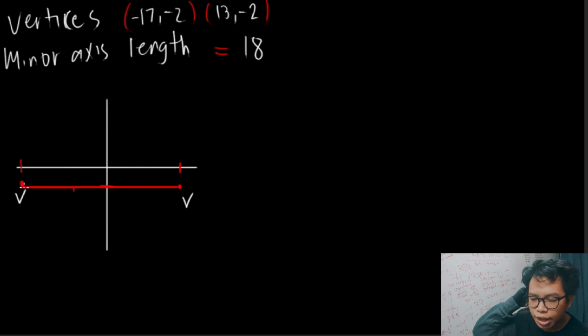Okay. And then, may isa pang given: minor axis length is equal to 18. Mamaya na yan. Ngayon, pag given ang vertices, ganito gagawin nyo. Pag na-plot nyo na, hanapin nyo yung distansya nila sa isa't isa. Paano mahahanap ang distansya? E di, use distance formula. Pwede nyo ring bilangin, simula dito hanggang dun. Pero kapag malaki ang given, gagamit tayo ng distance formula.